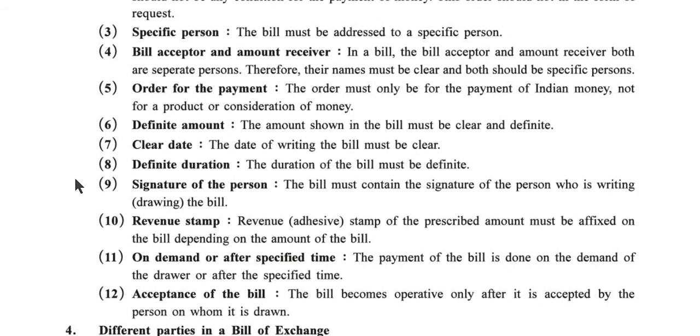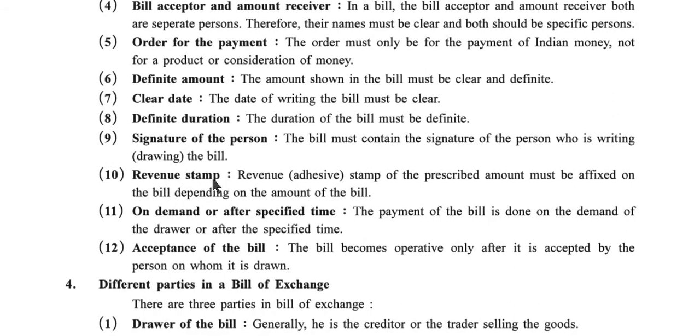Eighth one, definite duration. The duration of the bill must be definite. Ninth one, signature of the person. The bill must contain the signature of the person who is writing, meaning drawing, the bill. The writer of the bill is called the drawer of the bill. 10th one, revenue stamp. An adhesive revenue stamp of the prescribed amount must be affixed on the bill depending on the amount of the bill.